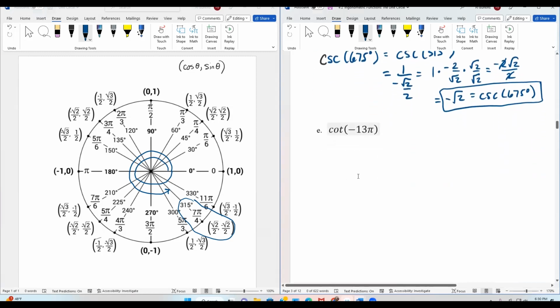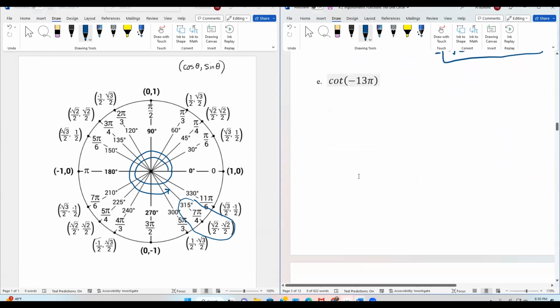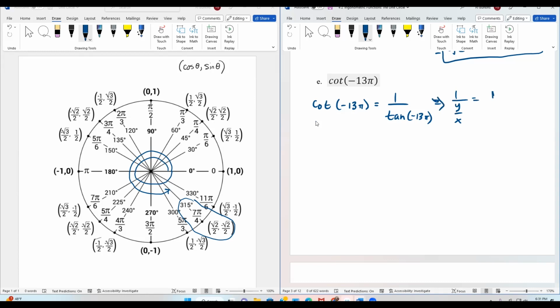They can do this to us in radians as well. So here we have the cotangent of negative 13 pi. So the cotangent is related to tangent. So cotangent of negative 13 pi is equal to 1 over the tangent of negative 13 pi. Or it's 1 over the y over x coordinate, or it's x over y.